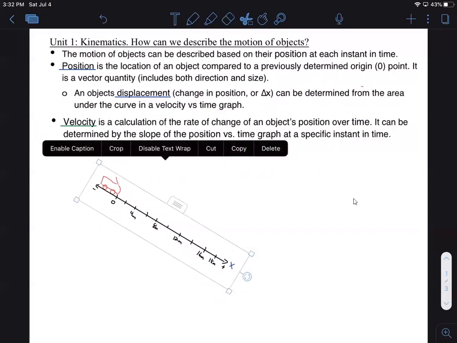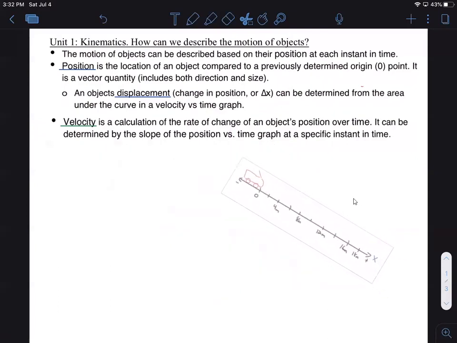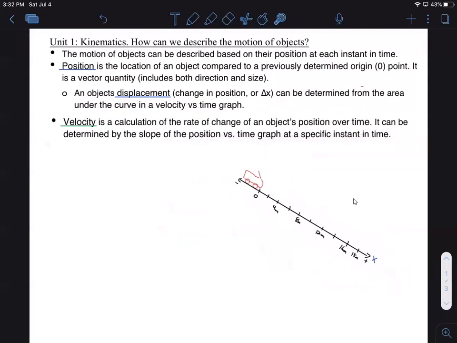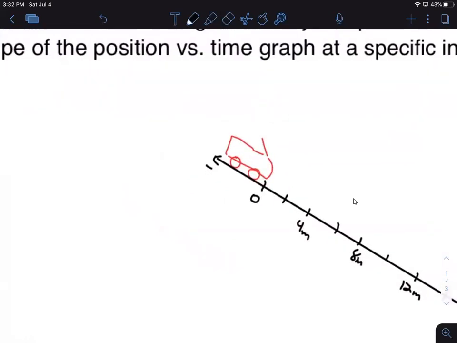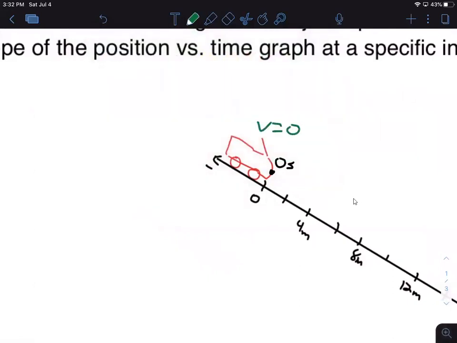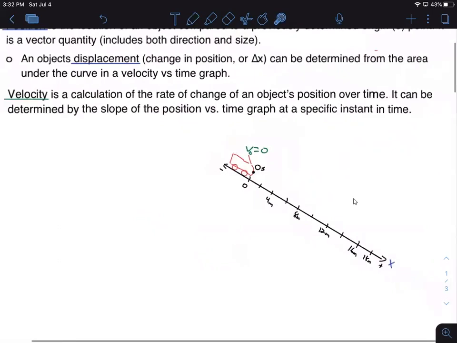I'm actually going to move this over here so we have room for our graph. And I'm going to think about, okay, what's going to happen with this object? If I just let this cart go, if I say, okay, time is 0, so 0 seconds, I'm going to say it's not moving. I'm just going to let it go from rest. And I'm going to wonder, so at 0 seconds, it's not moving. What's going to happen to this object?